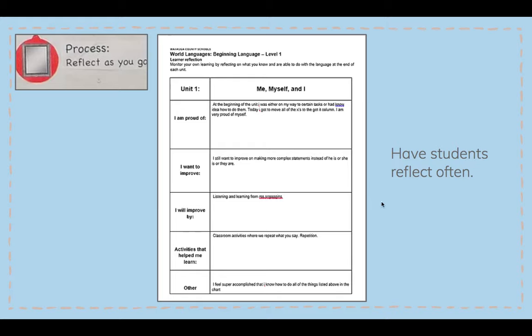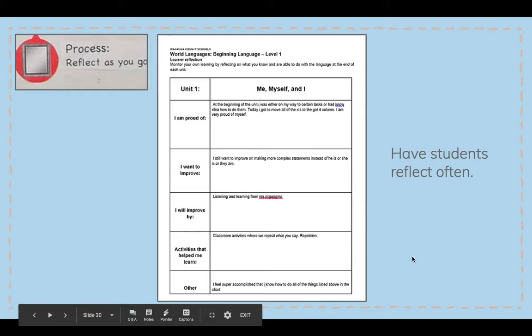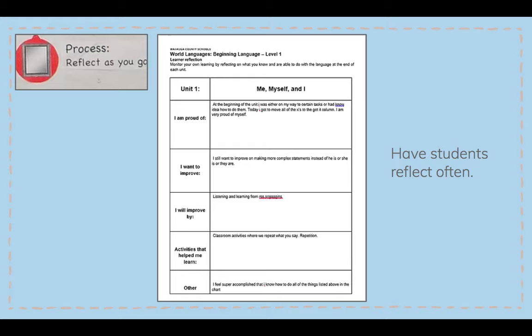So you remember those I can statements that I gave them as their roadmap at the beginning of the unit? This is the second page of this. So they're going to tell me what they're proud of, what they want to improve, how they will improve, what they're going to do to improve, anything that particularly helped them, and other. And this person for other put, I feel super accomplished that I know how to do all of the things listed in the above chart. So again, quick, I let them write it in English, of course, and they just put on paper. Again, it's thinking about learning. They verbalize what and how they're learning. And this kid was really proud of herself.